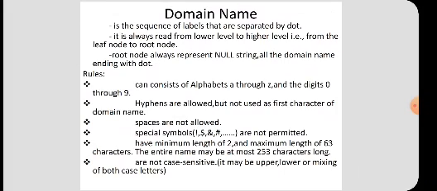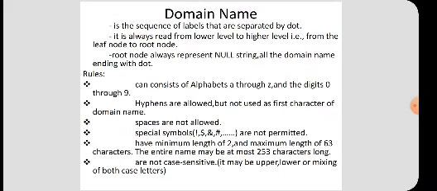What are the rules of domain names? First, the domain name can consist of only the alphabets A to Z in lowercase and the digits 0 through 9. Hyphens are allowed, but a hyphen cannot be used as the first character of the domain name. Third, spaces are not allowed.